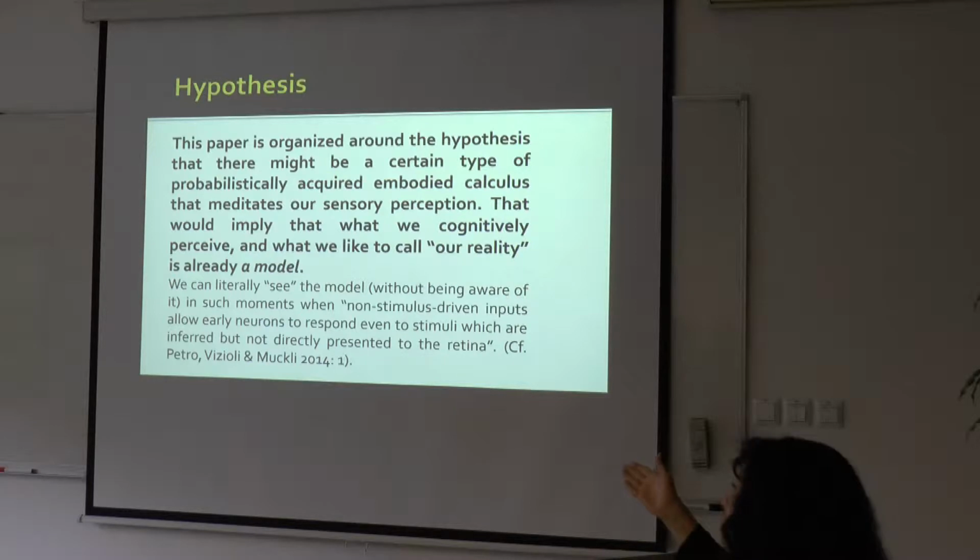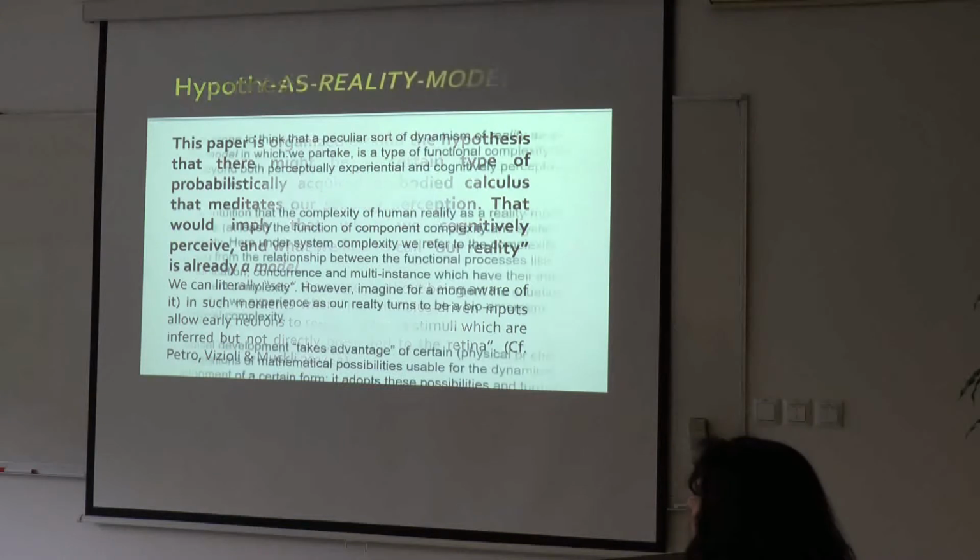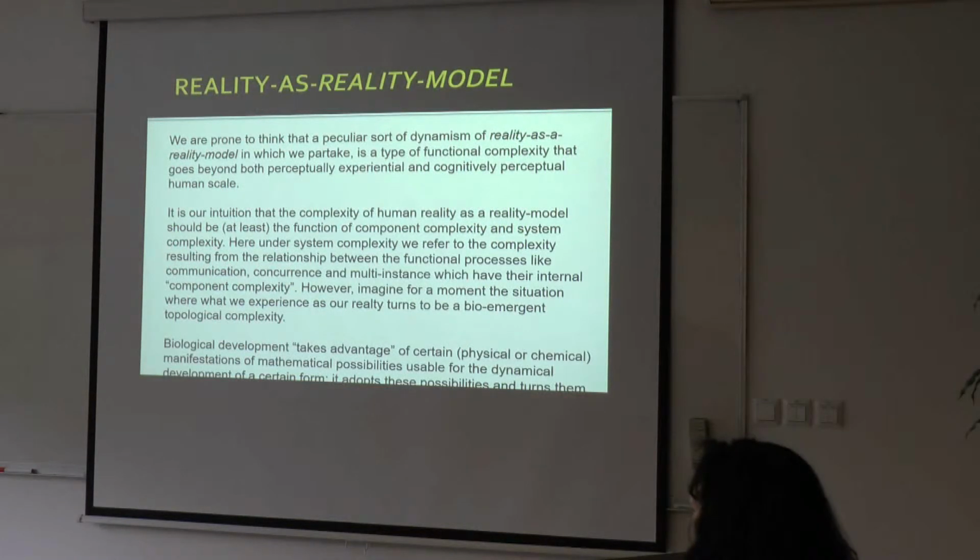And here there is one example. We can literally see the model without being aware of it in such moments when non-stimulus-driven inputs allow early neurons to respond even to stimuli which are inferred but not directly presented to the retina. Well, I'm prone to think that a peculiar sort of dynamism of reality as a reality model in which we partake is a type of functional complexity that goes beyond both perceptually experiential and cognitively perceptual human scale.